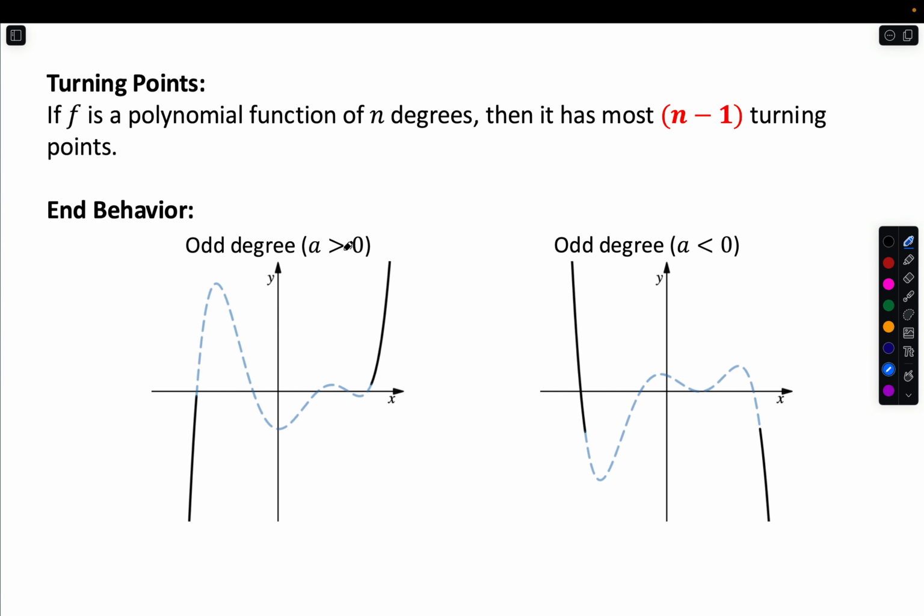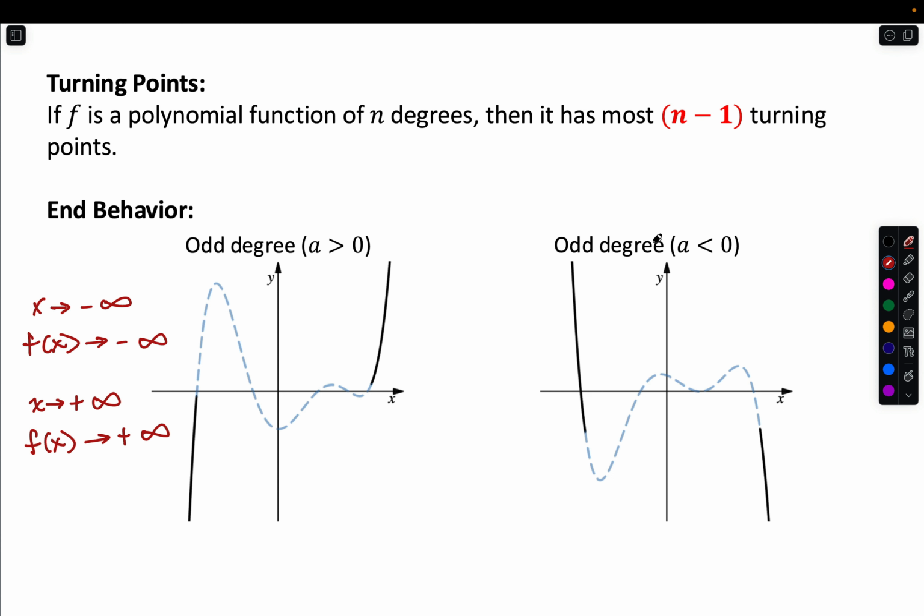But with odd degree polynomials, they start and end in opposite directions. So if you have a positive leading coefficient, if your a value is positive, it'll start low and end high. As x is going to negative infinity, your function's values, your y values, are also going to negative infinity, right? So as x is getting really negative, my graph is going down. And then as x goes to positive infinity, f of x is going to positive infinity. So these start and end in opposite directions. It starts low, ends high.